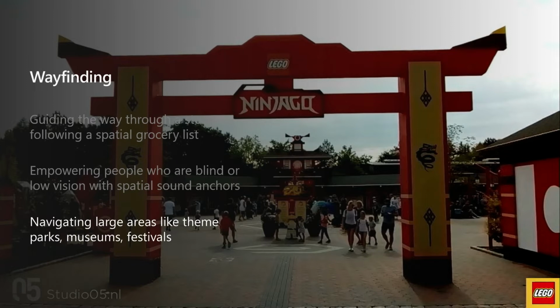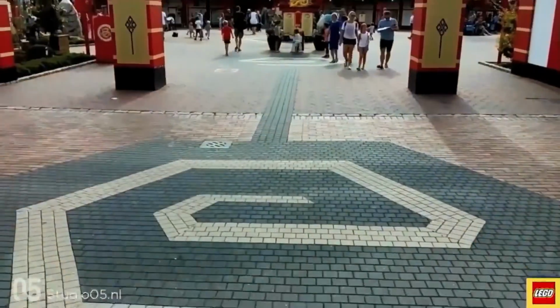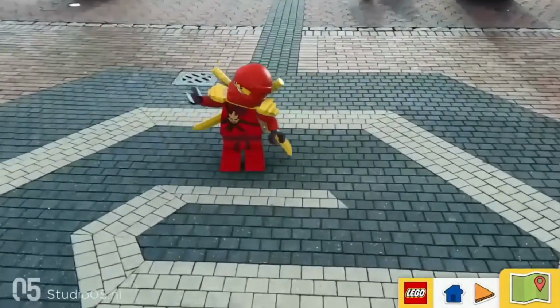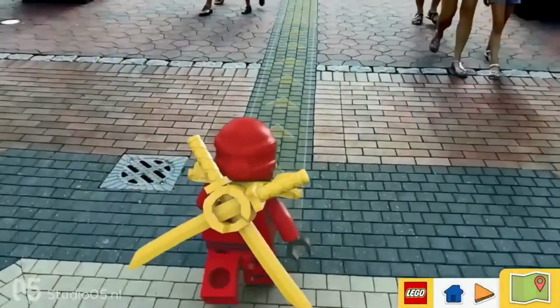Wayfinding, think about navigating areas like a museum, theme park, festival, and so on. So here's a video I got from our friends at Studio 05 in the Netherlands, and it's a concept they made for theme park navigation. Again, that's a concept, but they could make it real now with Azure Spatial Anchors, actually.